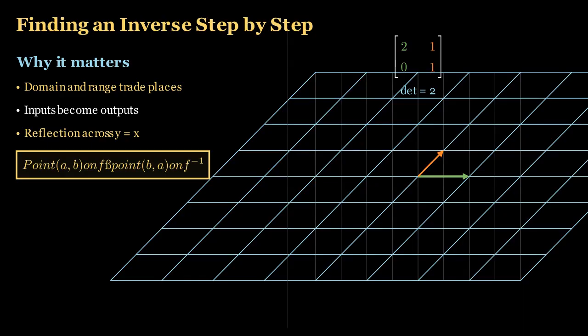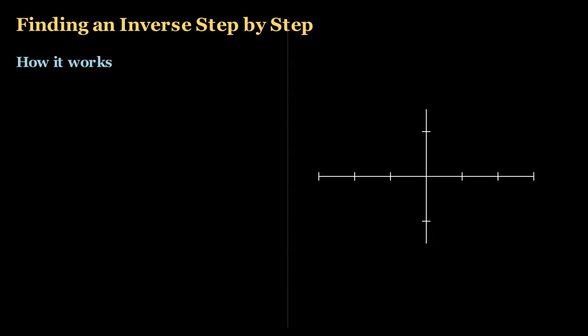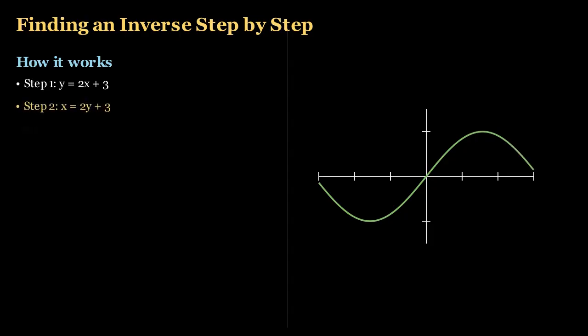Let's walk through the steps for a simple function, f of x equals 2x plus 3. First, write it as y equals 2x plus 3. Second, swap x and y. This gives us x equals 2y plus 3. Now we solve for the new y, subtract 3 from both sides to get x minus 3 equals 2y. Then divide by 2. We find y equals (x minus 3) over 2. This is our inverse function.